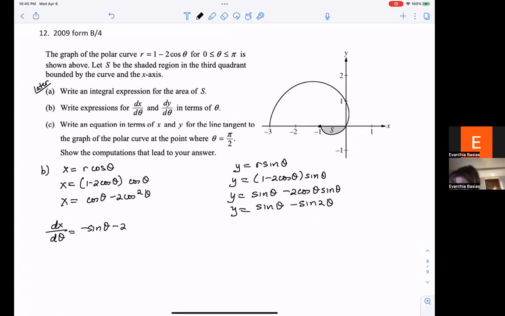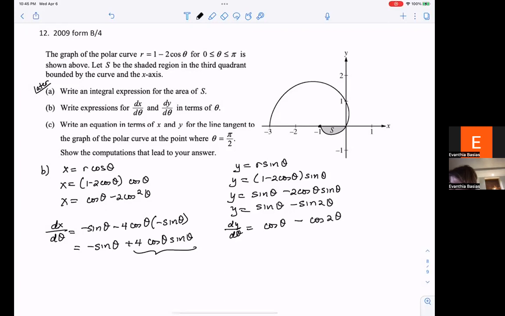Okay, so dx d theta, and this is the answer they want, is negative sine theta minus 2, oh, excuse me, should be minus 4, because we're going to multiply the 2 there by the exponent 2. So it's minus 4 cosine theta to the first, and the derivative of cosine is negative sine theta. So cleaning this up, we get negative sine theta plus 4 cosine theta sine theta. I could use a trig identity here, but I'm not going to worry about it because I don't have to differentiate it. Thank goodness. Okay, and the derivative here would be cosine theta minus cosine 2 theta times 2.